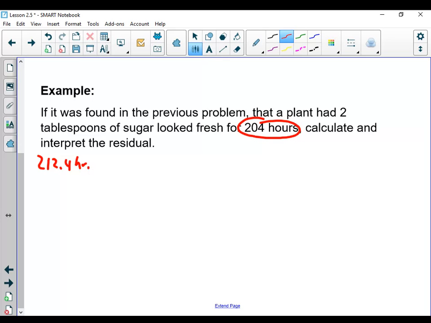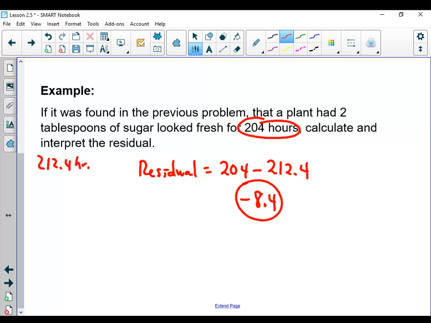So if I'm asked to calculate the residual, I'm now going to take that 204 minus what my predicted value was, the 212.4. When I do that, I get a negative 8.4. And that would be my residual.